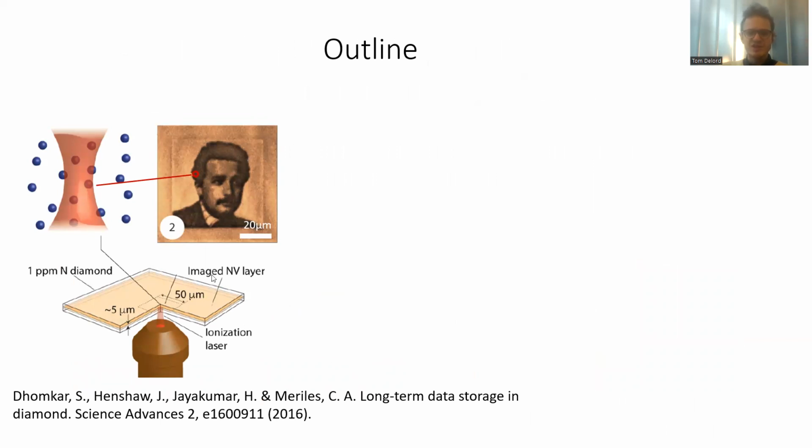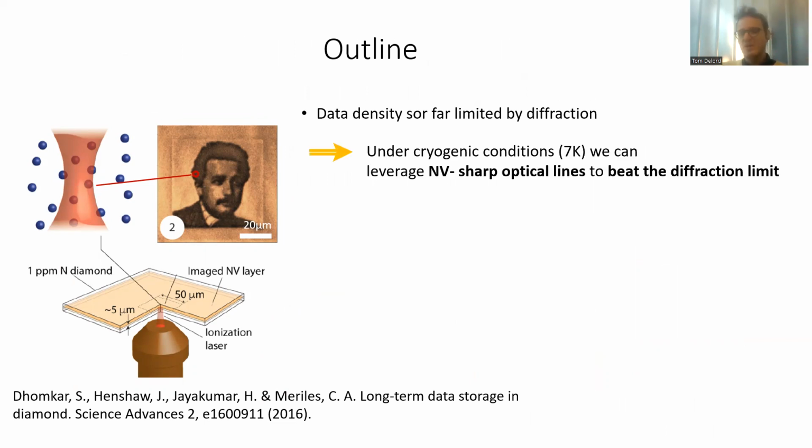However, one strong limitation is that although in every diffraction limited spot you have many NV centers, because both your reading and writing mechanisms are optical, your resolution is limited to a diffraction limited spot. So that limits the data density that you can store in a diamond using this NV memory. What I will show now is how, using cryogenic conditions, we can use the fact that the NV minus optical lines become very sharp to beat that diffraction limit and enhance the data density of this process.